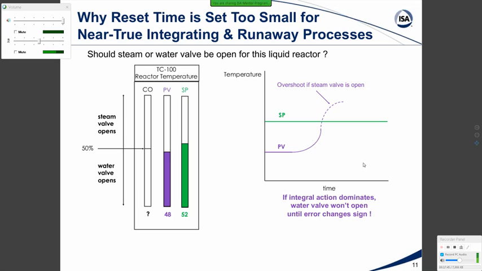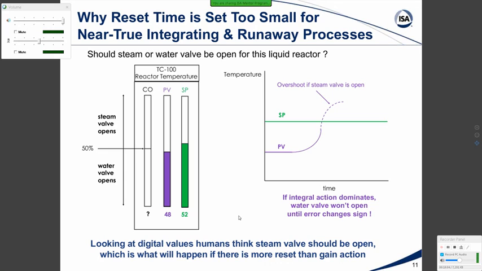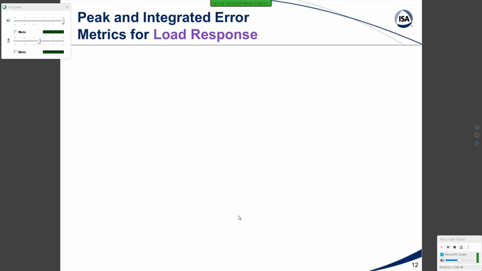The integral mode would be doing what he wants to do, which would be tend to drive the steam valve open because, hey, the temperature is below set point, and I need more steam, and I'm not going to change that until after it's crossed set point. And then it's too late because then you have a dead time going on. So looking at digital values, humans think the steam valve should be open. That's what will happen if there's more reset than gain action.